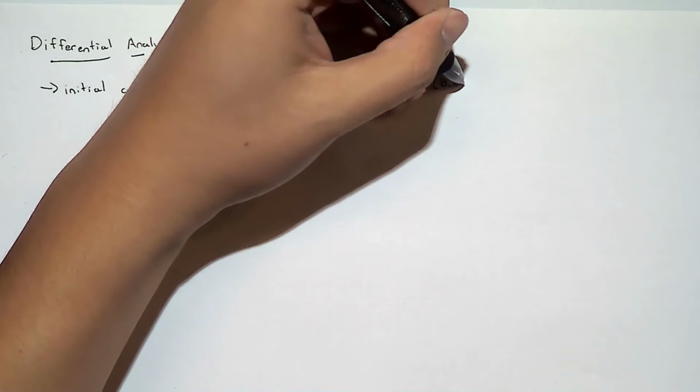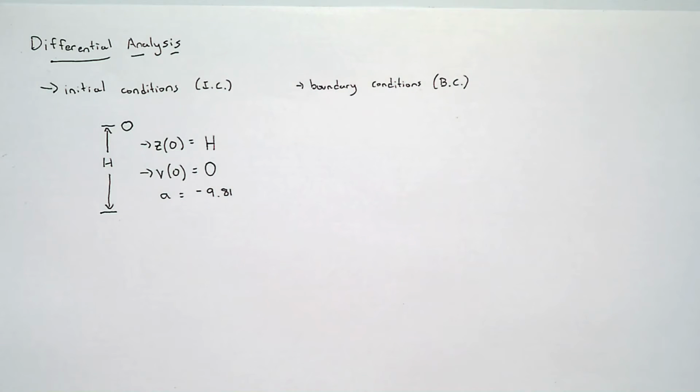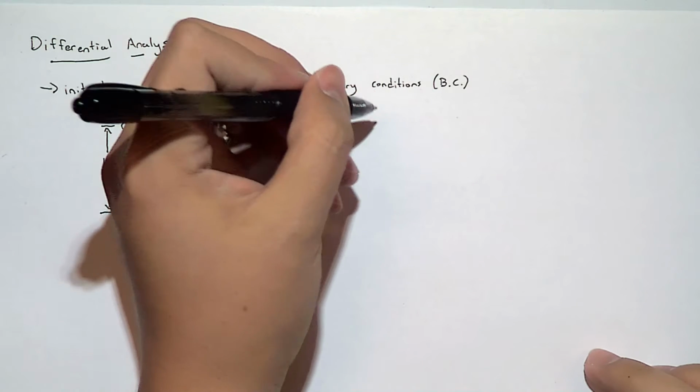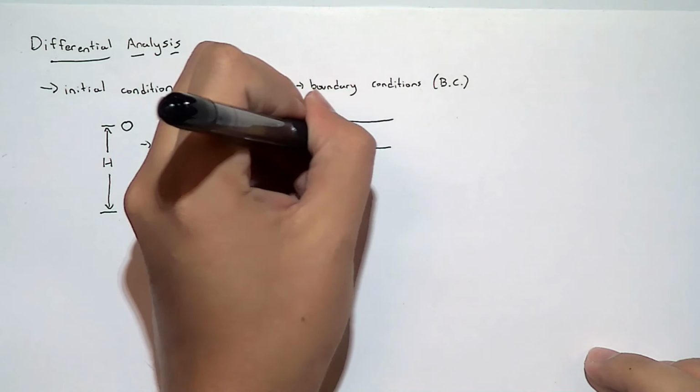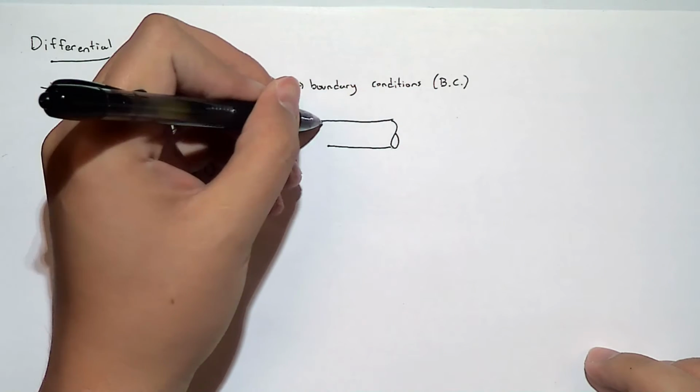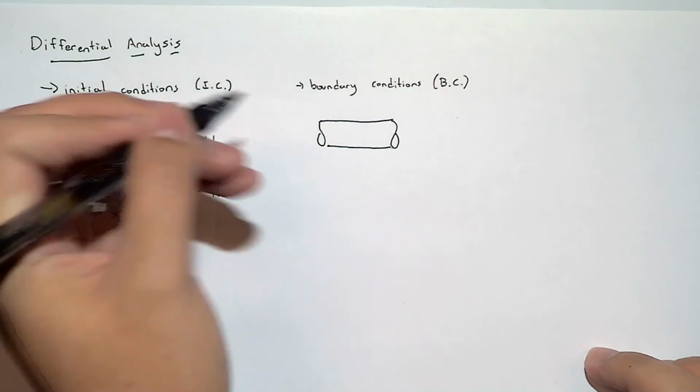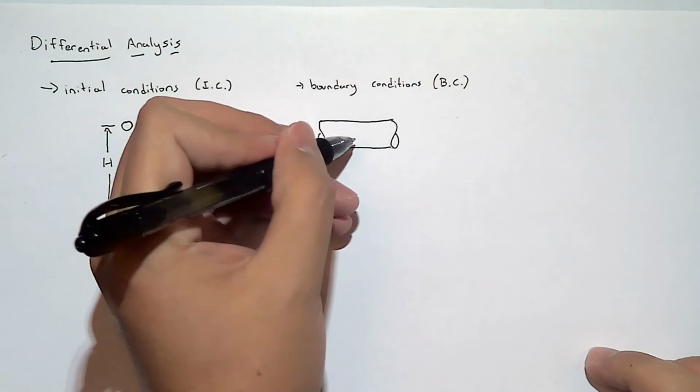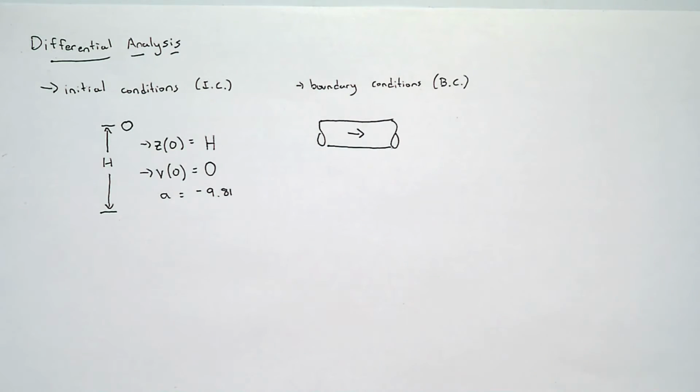Now, whereas initial conditions depend on time, boundary conditions will depend on space. In other words, boundary conditions are known properties of fluids at a particular location. So let me give you an example. Let's say we're studying flow through a pipe. This is a very, very long pipe, so we're only studying a small portion of the pipe.